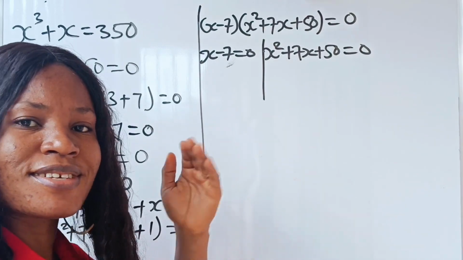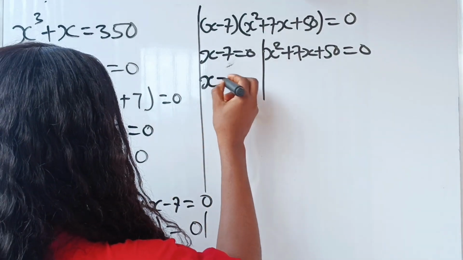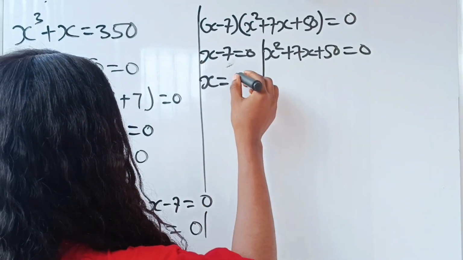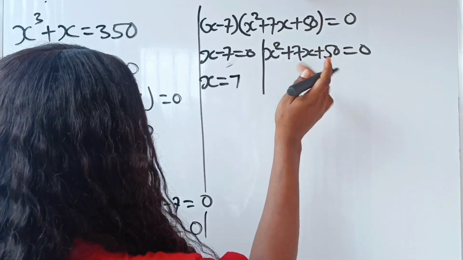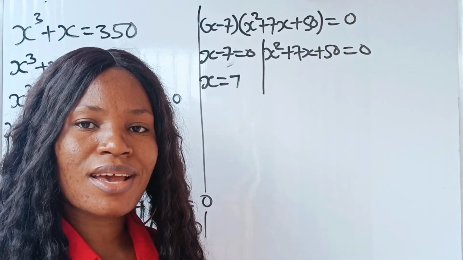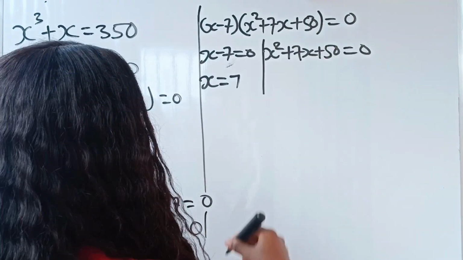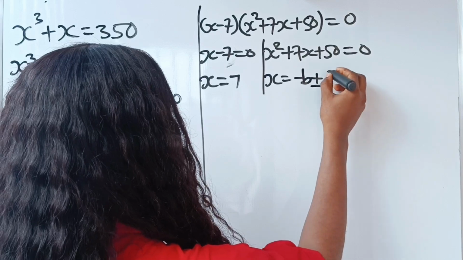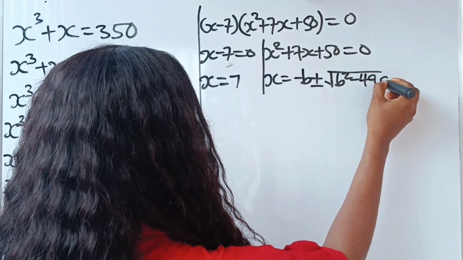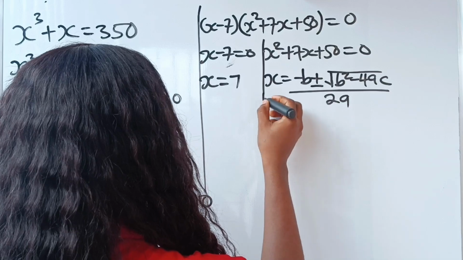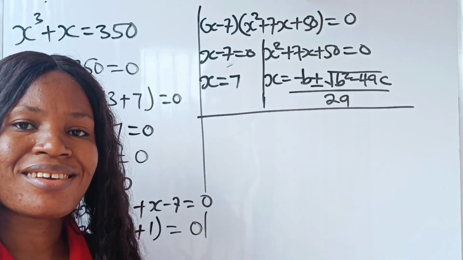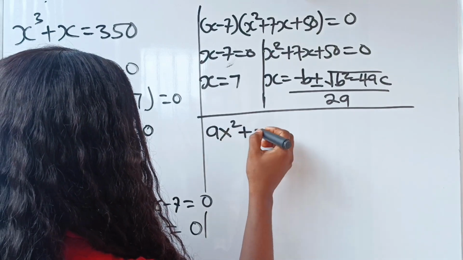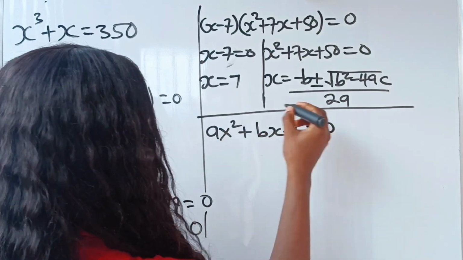Now from the left hand side of this equation, we can see that our x is equal to, if I transpose this minus 7 to the other side of the equation, I will have plus 7. Okay, then for this side, we are going to use the quadratic equation formula. This formula states that x is equal to minus b plus or minus square root of b squared minus 4ac, divided by 2a. I want us to recall the ideal form of a quadratic equation, which is ax squared plus bx plus c is equal to 0.